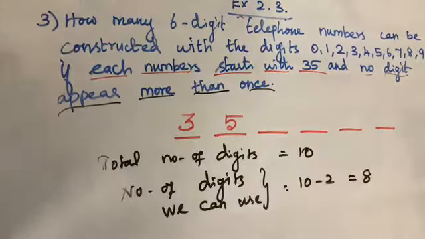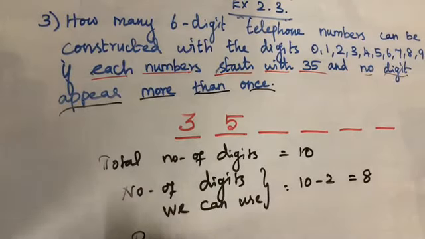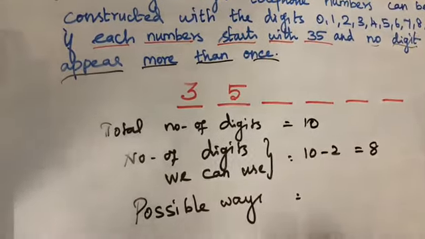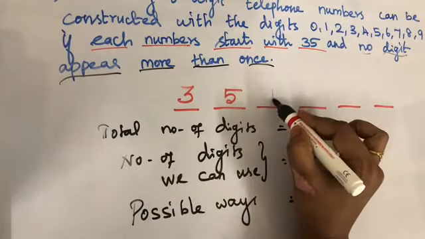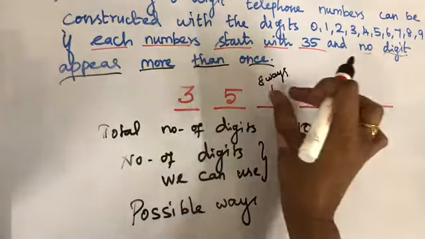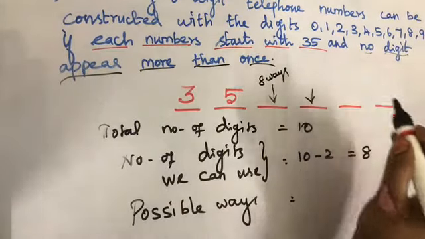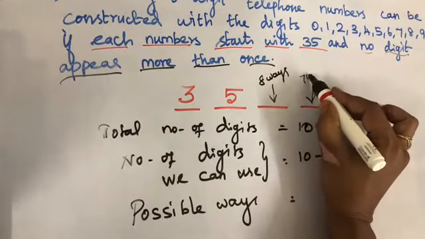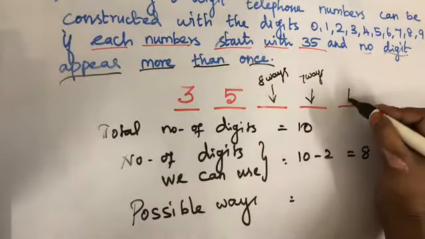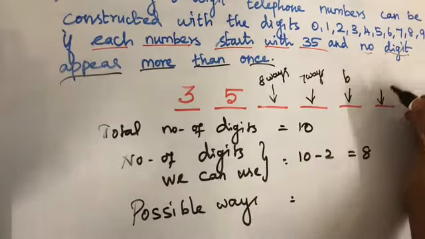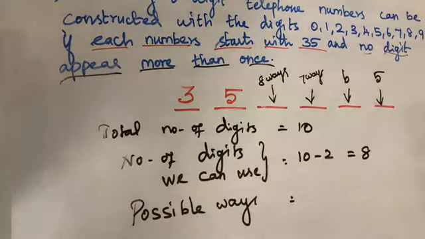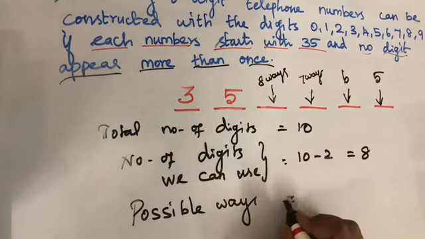Okay, so what are the possible ways here? This place can be filled in 8 ways. One number is fixed here and this will be filled in 7 ways. One number is fixed here and the remaining 7 are here, then the remaining 6 are here, and here the remaining 5 are there. So this can be filled in 8, 7, 6 ways and 5 ways. So the possible number of ways.